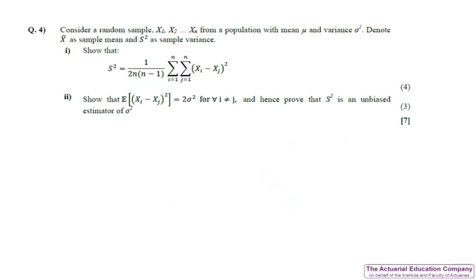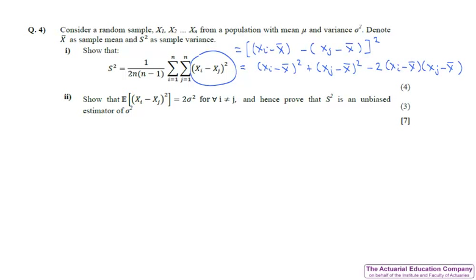Question 4 was one of the trickiest questions on the paper, and is sort of based on Chapter 9 of the notes. Part 1 requires that we prove a result, but you'll only be able to do this if you know a clever trick, and that trick is to rewrite this expression here as follows: xi minus x bar, take away xj minus x bar. Expanding this out gives us the following.